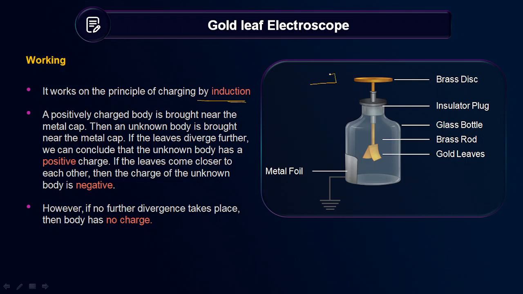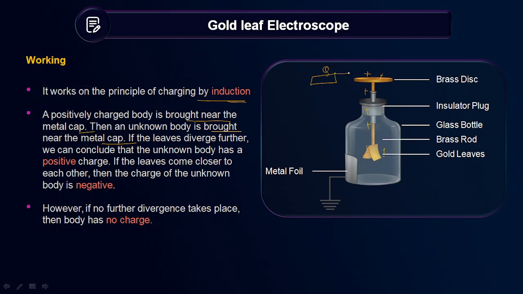So we'll bring one charged particle here. A positive charged particle is brought near the metal cap. Then an unknown body is brought near the metal cap. Suppose we bring one positive charge. So due to that, positive charge will be there on gold leaf and on the wire. Now on this there is some charge, we don't know the nature of charge, but we brought it.